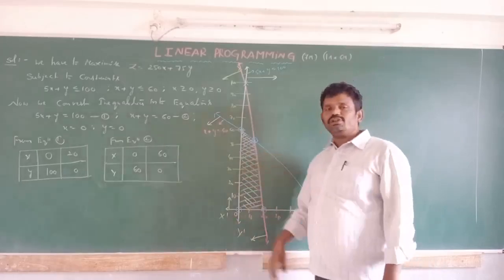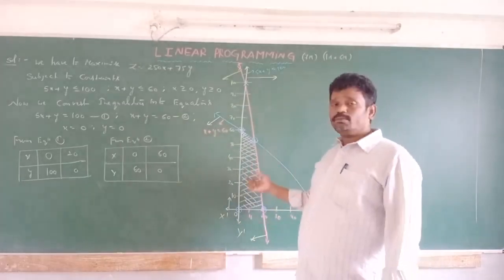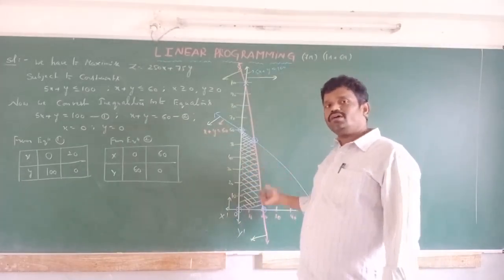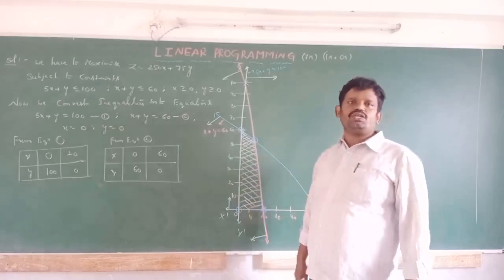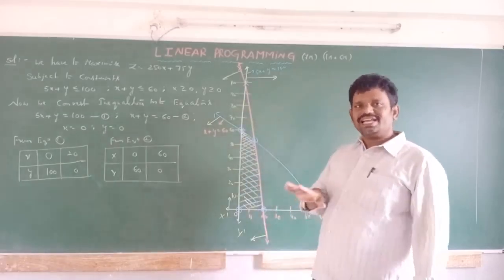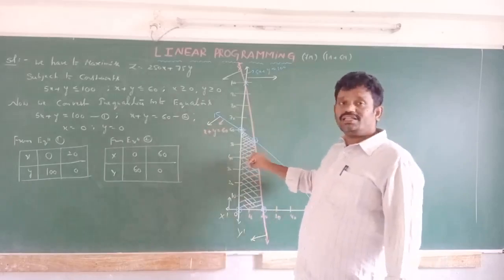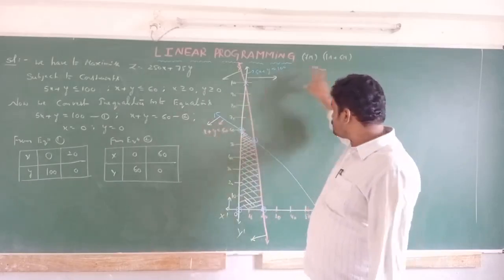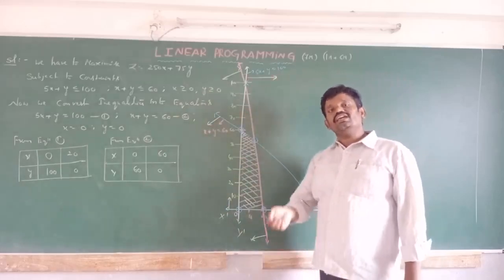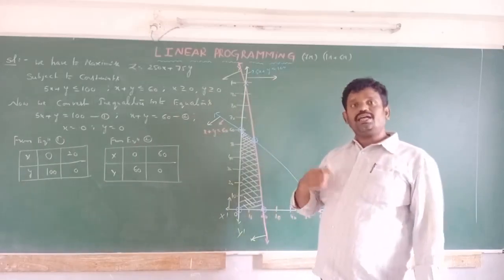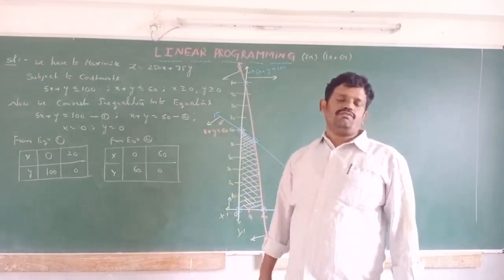If you take any point in this feasible region, that point is called a feasible solution. Points within and on the boundary of the feasible region represent feasible solutions of the constraints. But here there is also an infeasible region, which means everything other than the feasible region. The points outside it are called infeasible solutions.